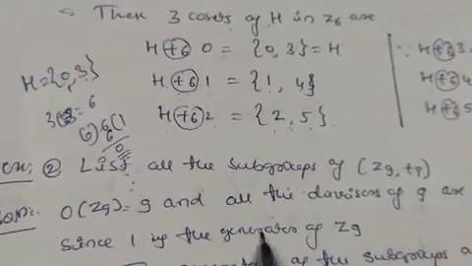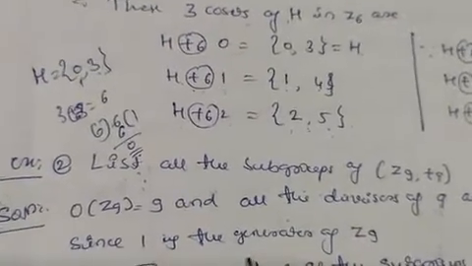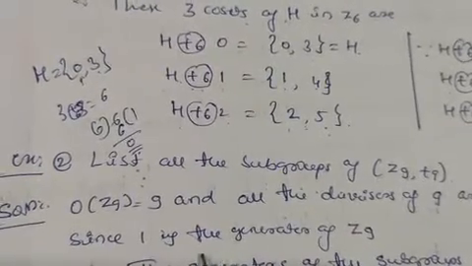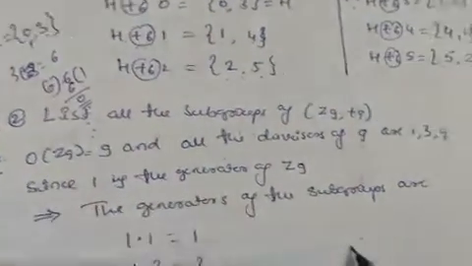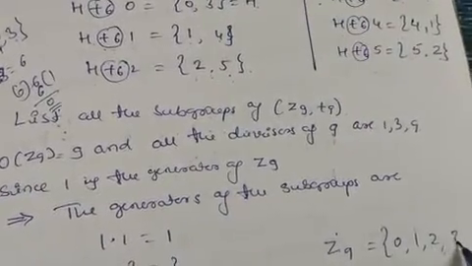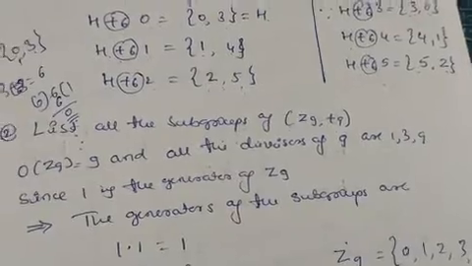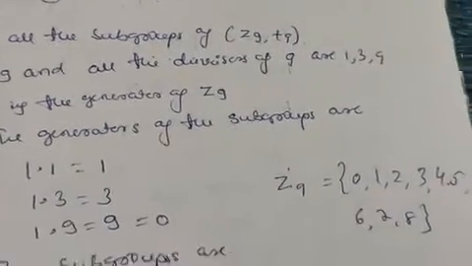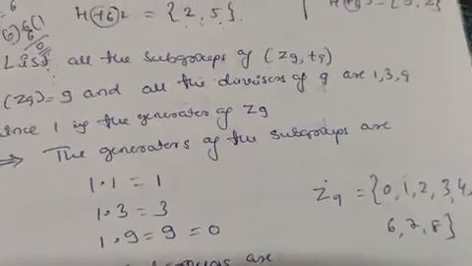Since 1 is the generator of Z9, this you have studied in your previous section, the definition of the generator. Here Z9 is {0, 1, 2, 3, 4, 5, 6, 7, 8}. So the generators, in the last class you studied generators. Here, what do generators mean?